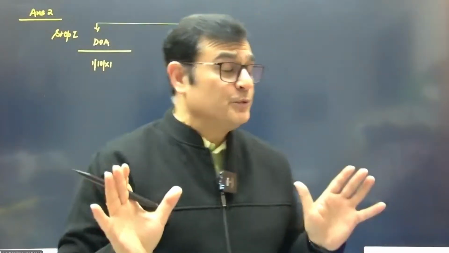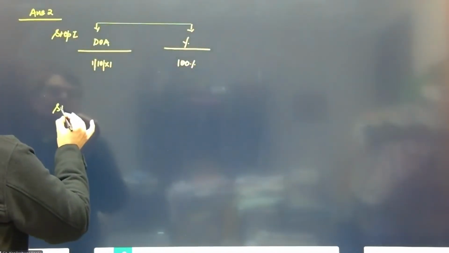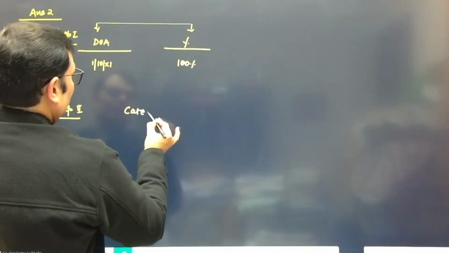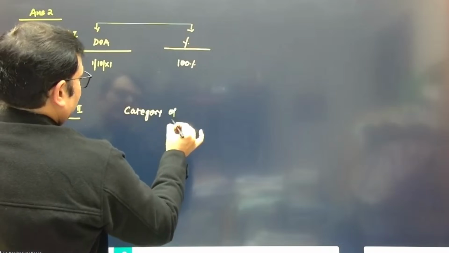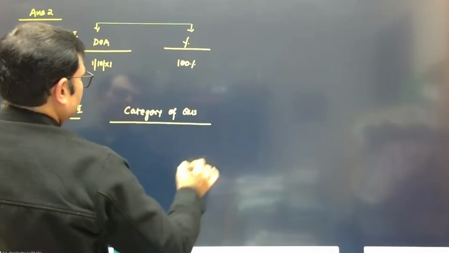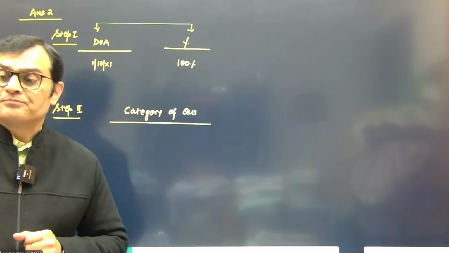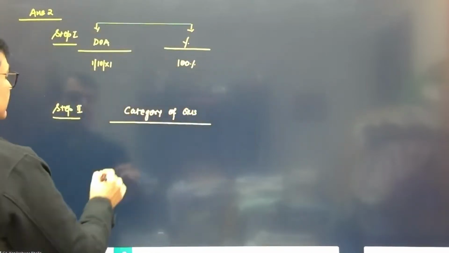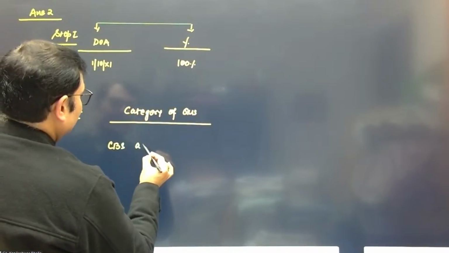Now we go to step number 2, the category of the question. You don't need to tell the examiner about this category, this is for your own self-calculations. So you need to decide the category of the question. Are you making a consolidated balance sheet on acquisition date, or are you making a consolidation at a later date? Undoubtedly, it is a consolidated balance sheet at a later date.